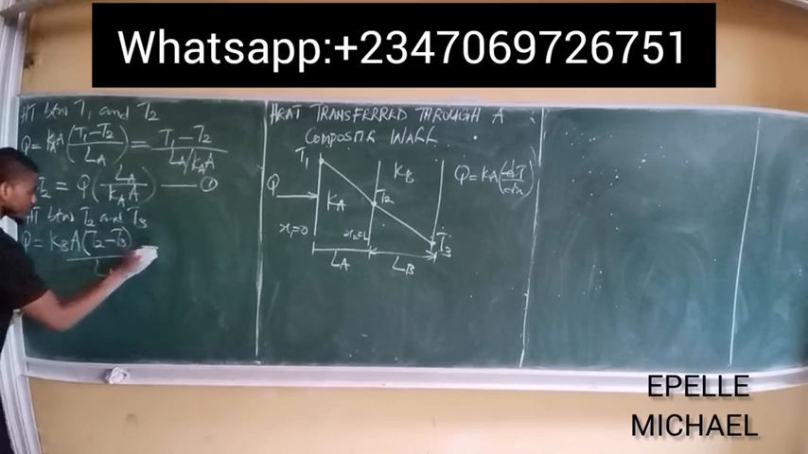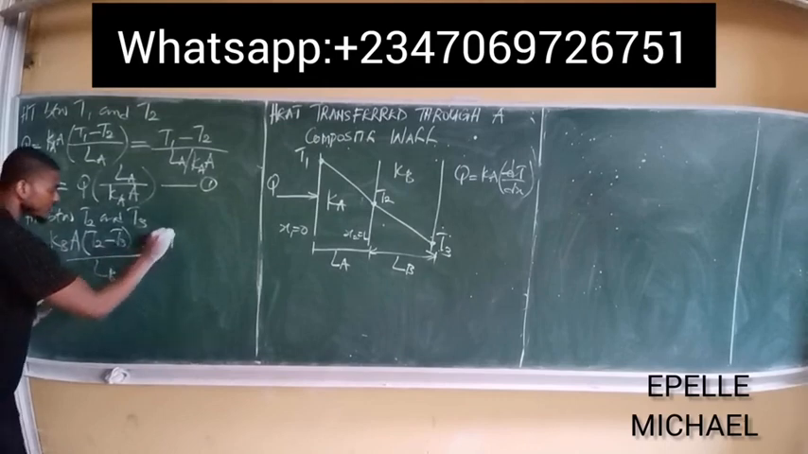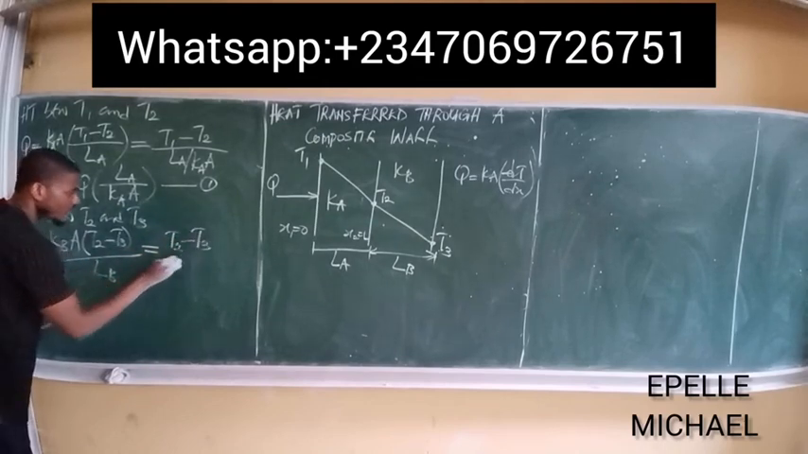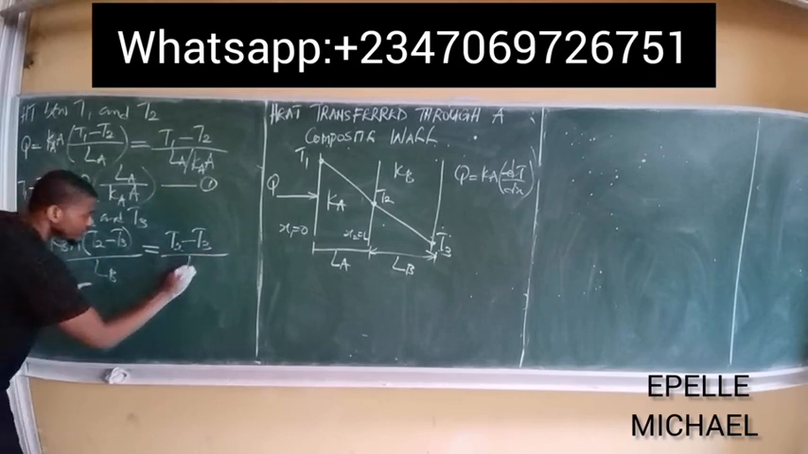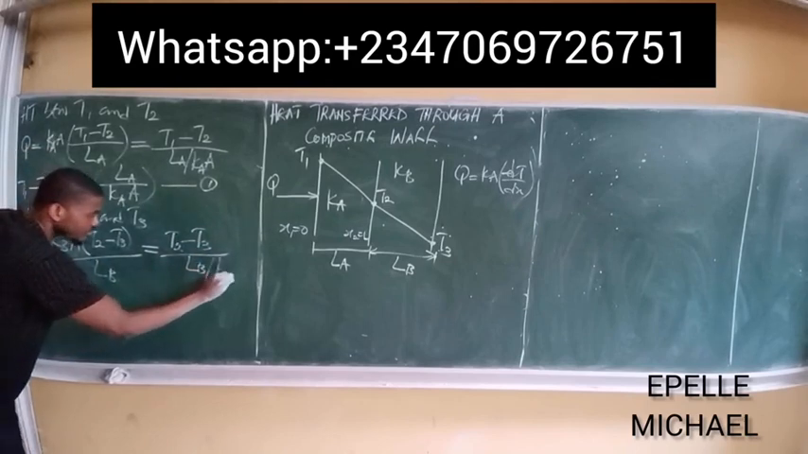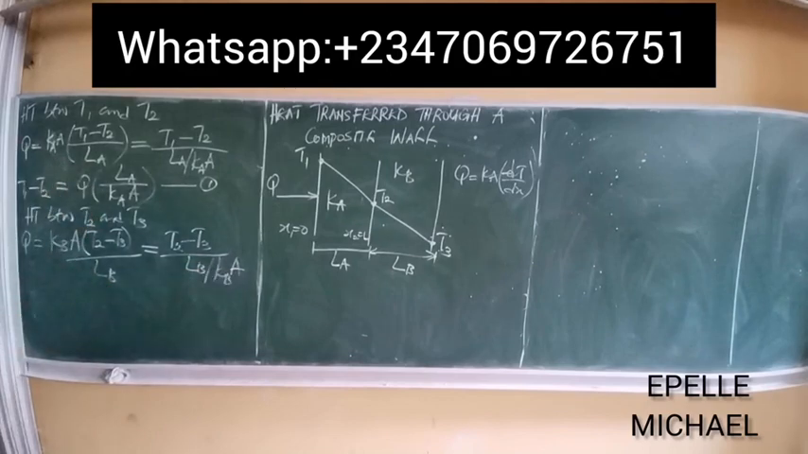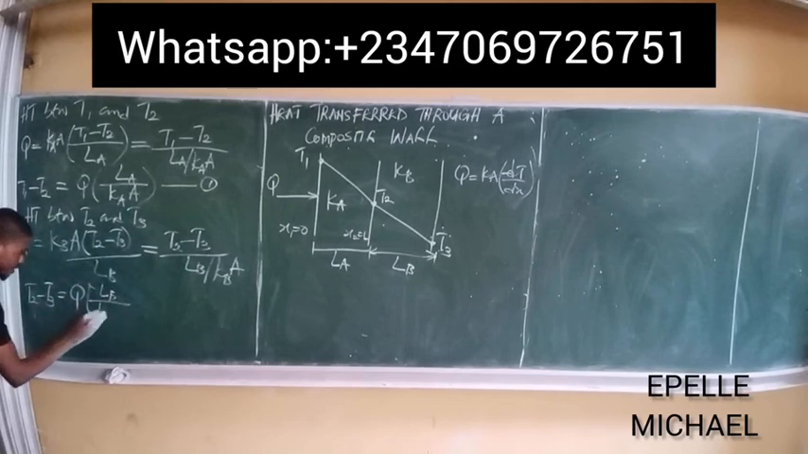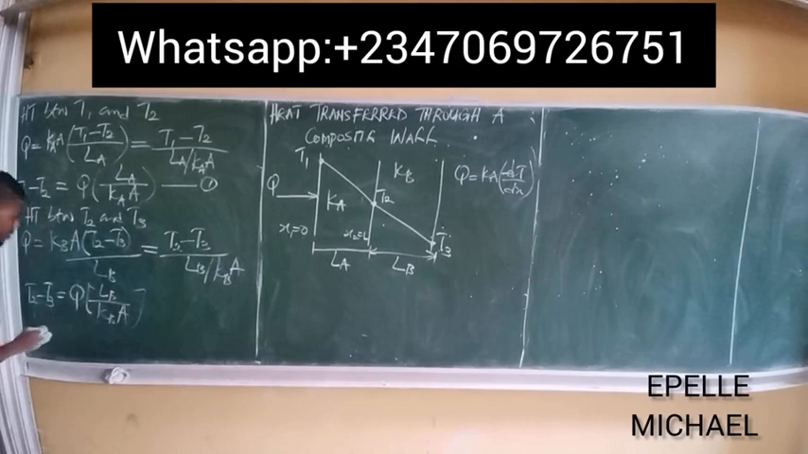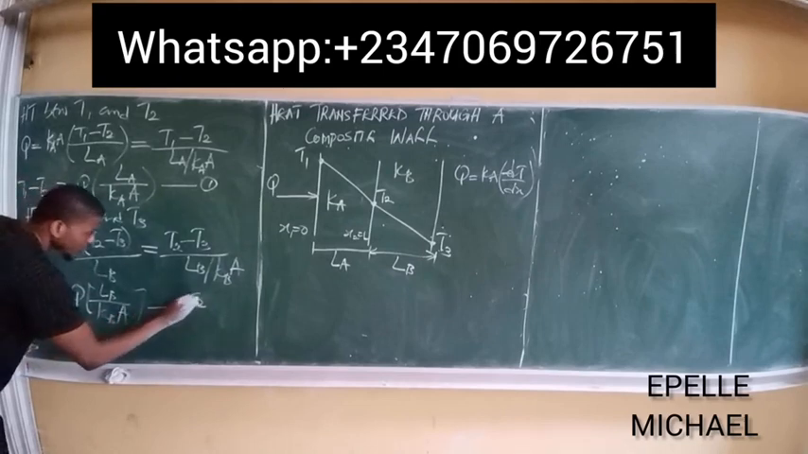Of course, if we transpose this equation, it becomes T2 minus T3 all over Lb divided by Kb times area. So again, let's make the temperature difference subject to the formula. If we make T2 minus T3 subject, we are going to have that T2 minus T3 is actually the heat supply, which is Q, multiplying through by Lb all over Kb times area A. So let's call this equation 2.